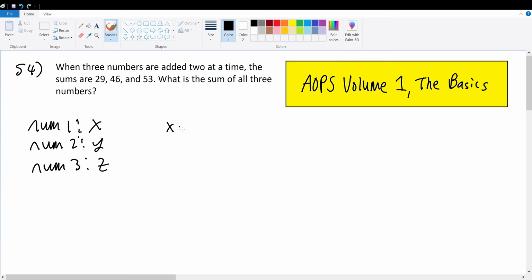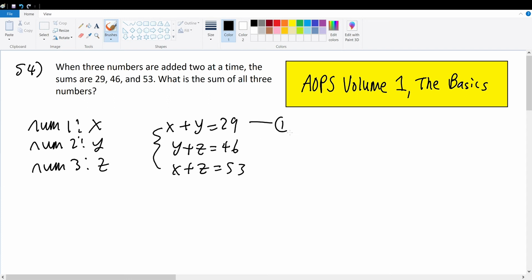So let's let x plus y be equal to 29, y plus z be equal to 46, and x plus z be equal to 53. So here we have three systems of equations, and we solve for the three variables. Since we have three equations, therefore it's solvable. So let's call this equation 1, equation 2, and equation 3.